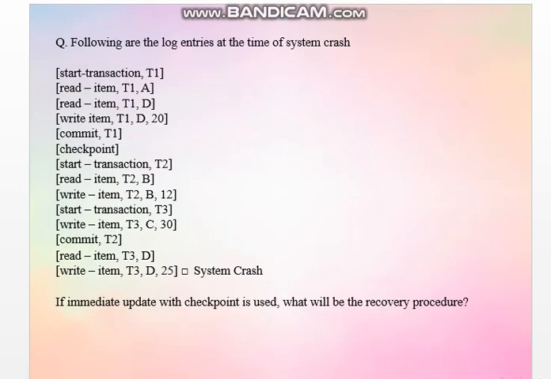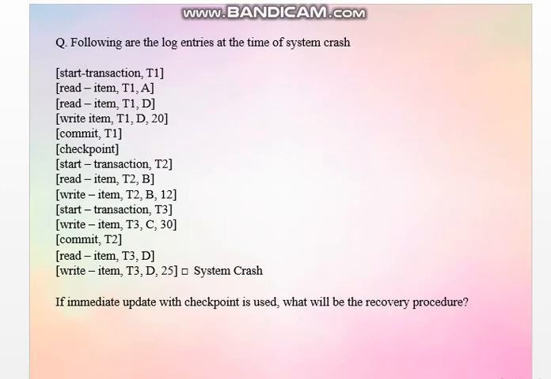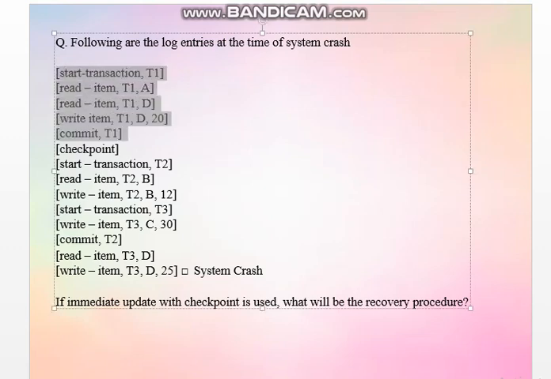The transaction starts its execution, it reads the data item A, data item D, it writes on the data item D, and then it commits. So here we have transaction T1, transaction T2. We have one entry which is a checkpoint entry, because after commit we have a checkpoint. We know that whenever there is a checkpoint, the instructions executed before the checkpoint are stored on the secondary device permanently.